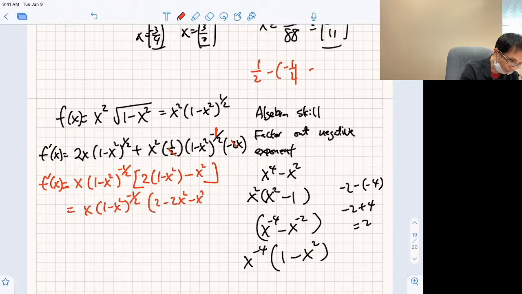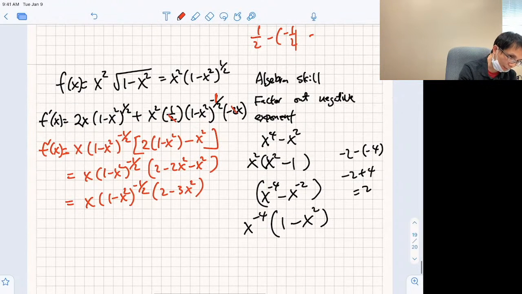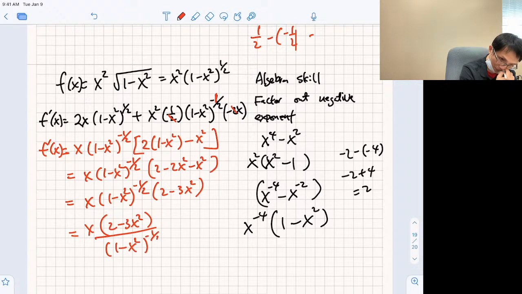Wait, sorry, how did you get the minus x squared? The 1/2 and the 2x cancel. Oh, okay, yeah. So it's just negative. And now I make it even: 2 minus 3x squared times x over (1 minus x squared) to the negative 1/2. Oh, not negative 1/2, positive 1/2.